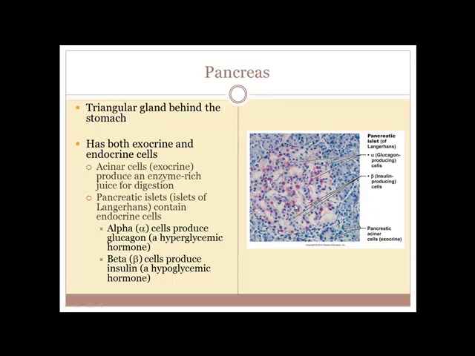Into your blood. Beta cells are going to produce insulin, and insulin is going to decrease your blood levels of glucose. So after you eat a meal, you release insulin so you can absorb the glucose. If you're in a state of starvation, you release glucagon so you can release glucose into the tissues.